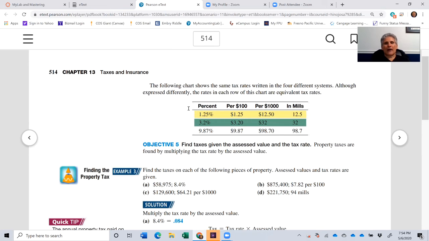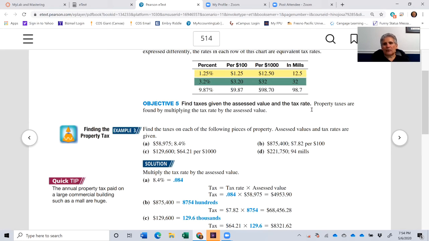All right, so find taxes given the assessed value and the tax rate. Property taxes are found by multiplying the tax rate by the assessed valuation. So let's see, the first one is 58,975 with an 8.4%. That's real easy. 58,975 multiplied by 0.084, $4,953.90.